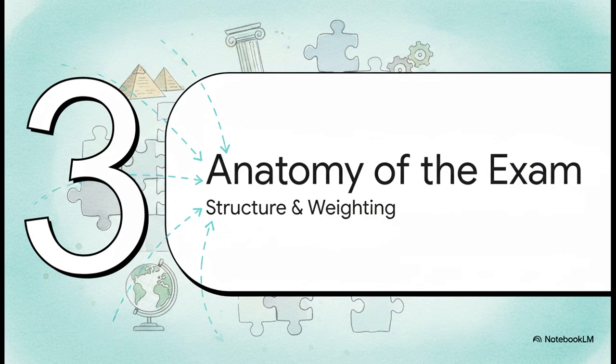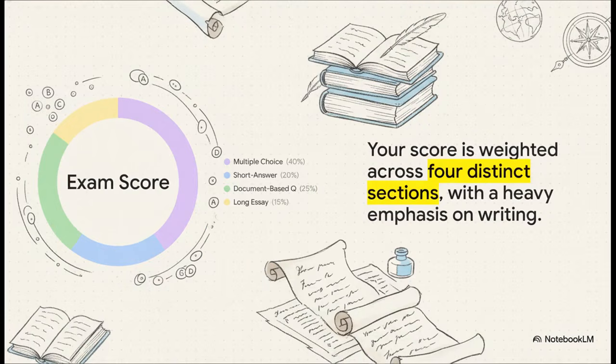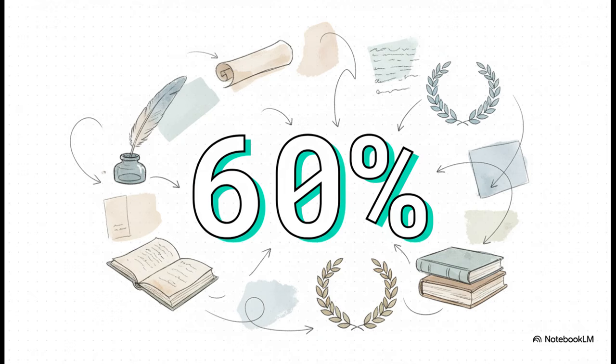Knowing the layout is half the battle. So, take a look at this breakdown. The multiple choice section is a big piece of the pie, for sure, at 40%. But just look at what makes up the rest of it. What do you see? It's all about writing. The short answer, the DBQ, the long essay, that's where the majority of your points are. 60%. Let that number sink in for a second. The majority of your score comes directly from your ability to write a compelling historical argument. This is exactly why practicing your writing isn't just a good idea, it is absolutely essential.